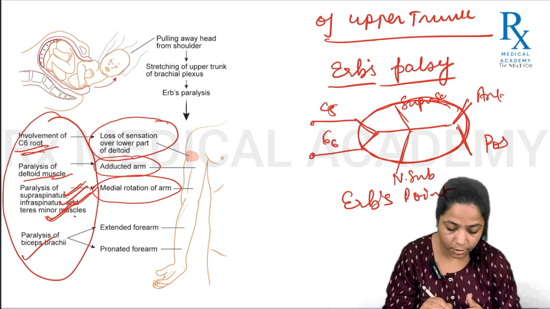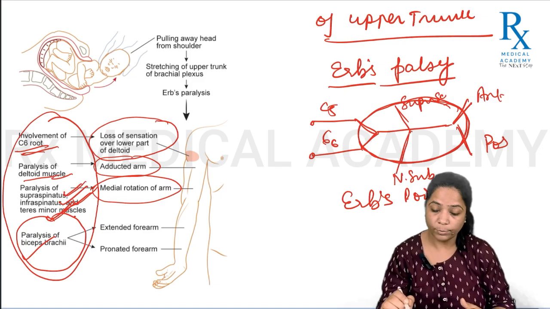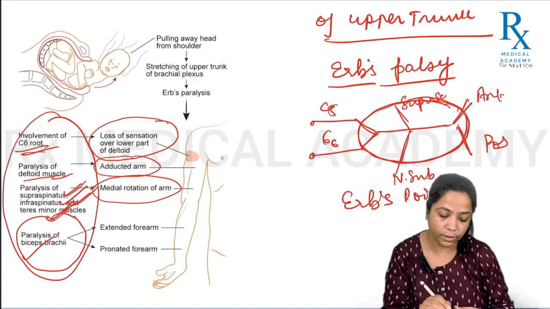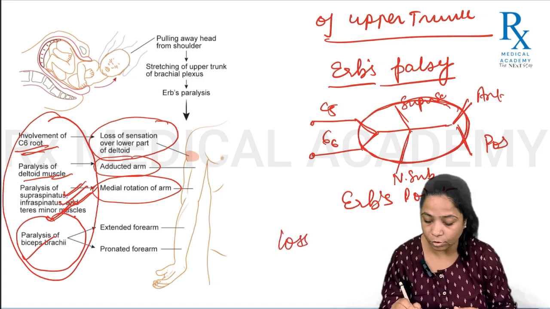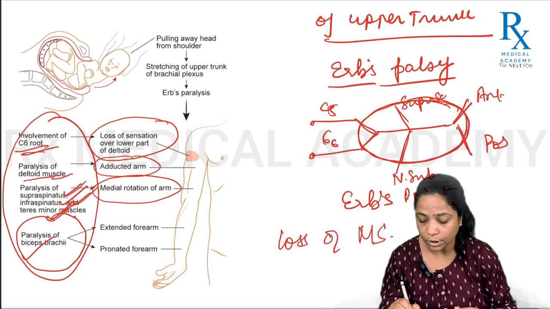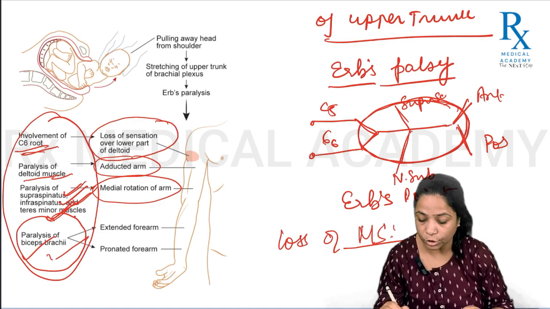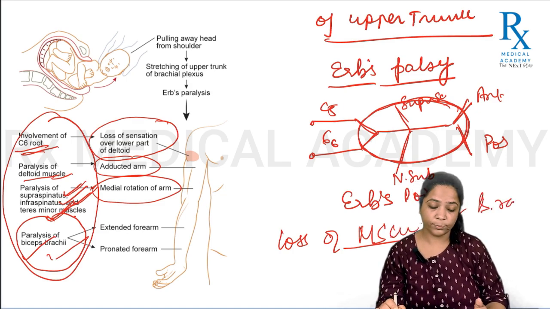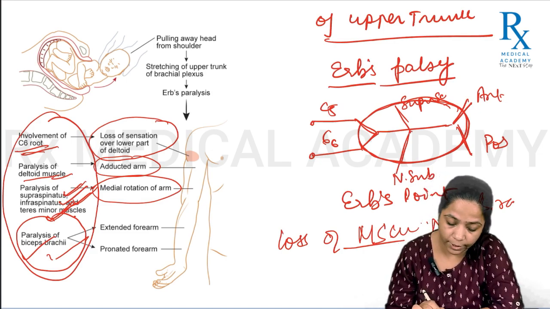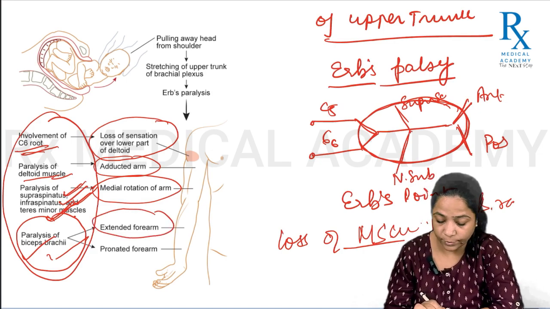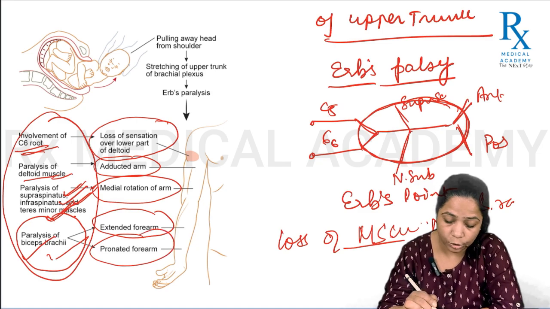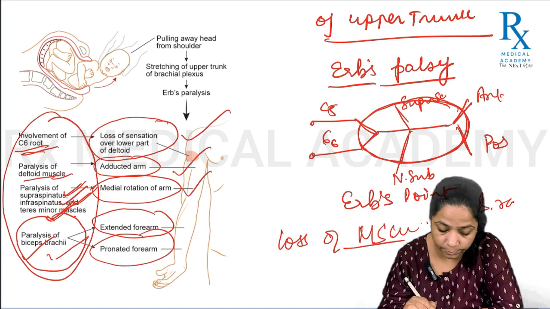Then you have paralysis of the biceps brachii, because the upper trunk has gone, so there will be a loss of function of the musculocutaneous nerve also. So you will find there is paralysis of biceps brachii, because the musculocutaneous nerve supplies biceps brachii also. So biceps brachii is paralyzed and you will find the forearm is extended and pronated. So these are the clinical features and their basis.